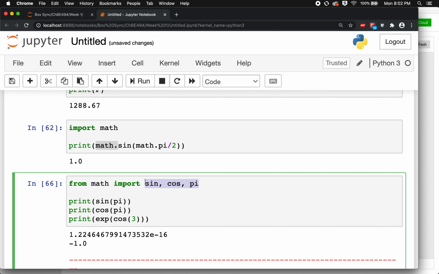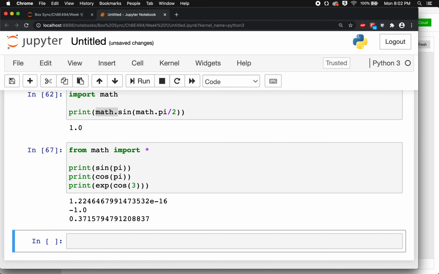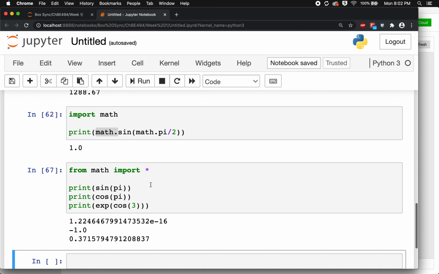What I could do is come back here and just do import star. Basically that's going to import all the functions from math, and one of them is exponential. And now it's going to give me the answer of the exponential.